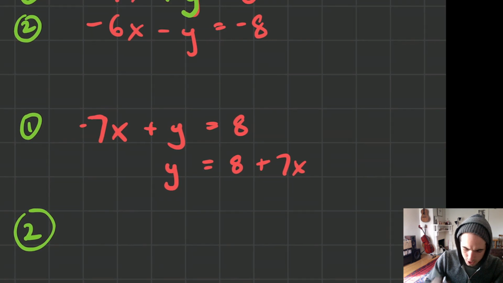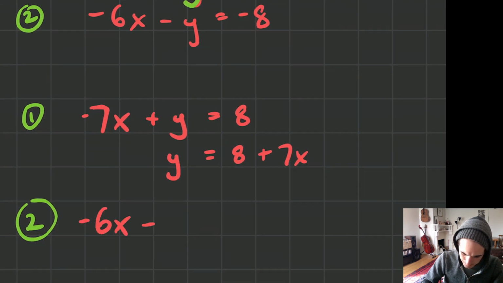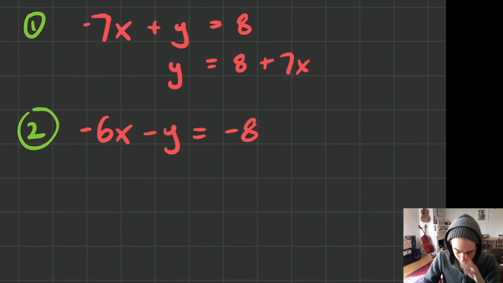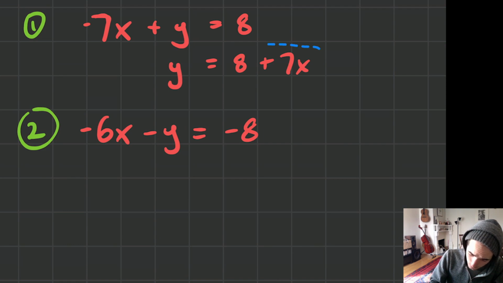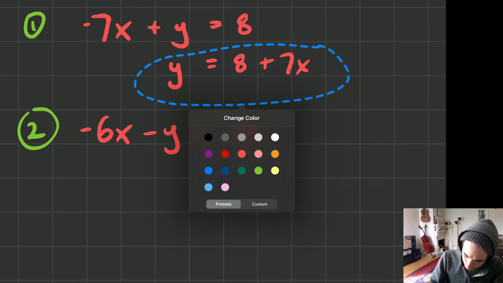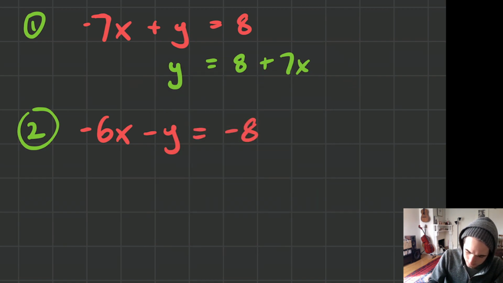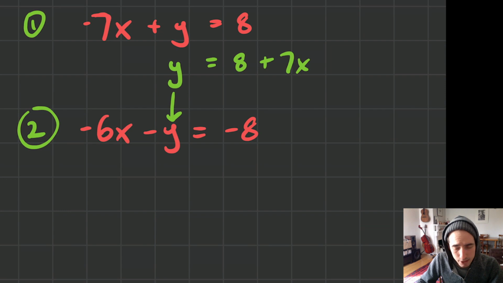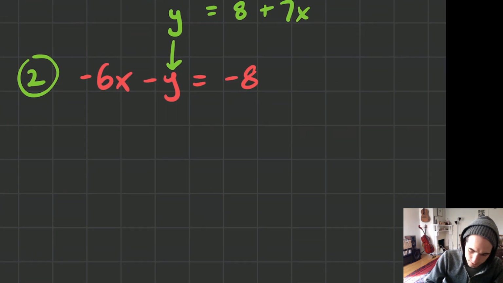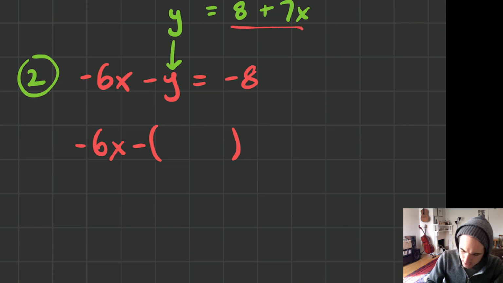Now I'm going to take this solution and plug it into equation 2. Equation 2 looks like negative 6x minus y equals negative 8. I'll put this in green. I'm going to take this y and plug it into this negative y, putting brackets around it. So I've got negative 6x minus, and y is equal to 8 plus 7x. I'm putting brackets around it because we've got this minus sign here.